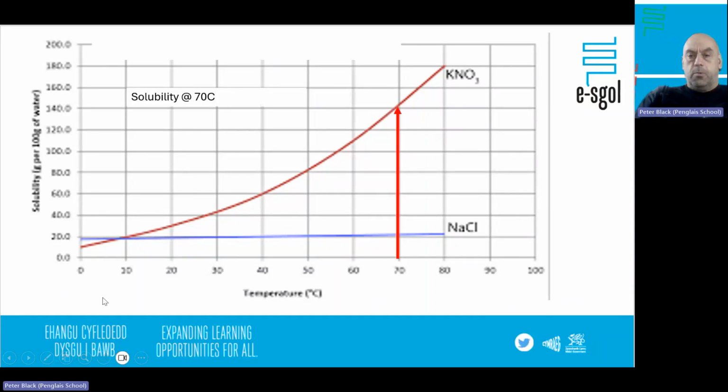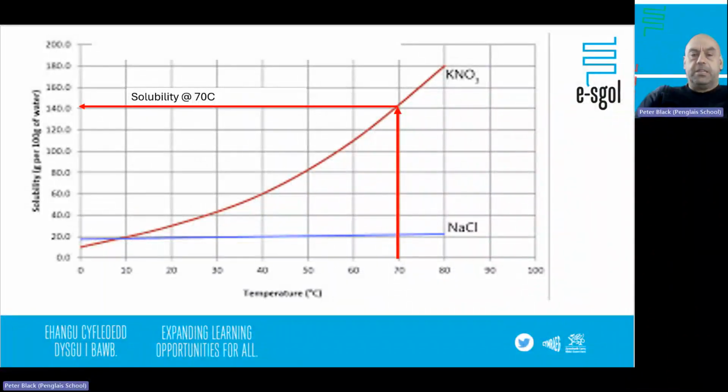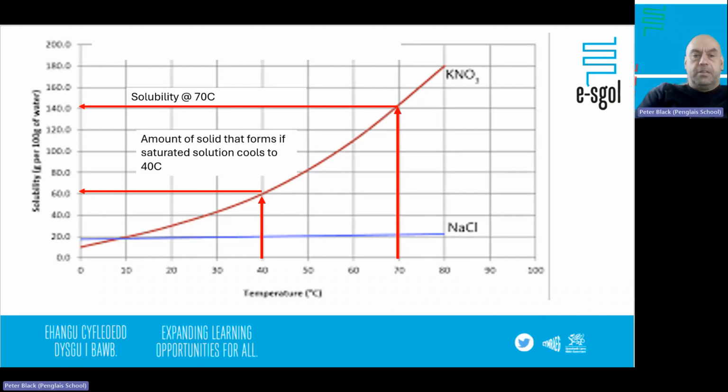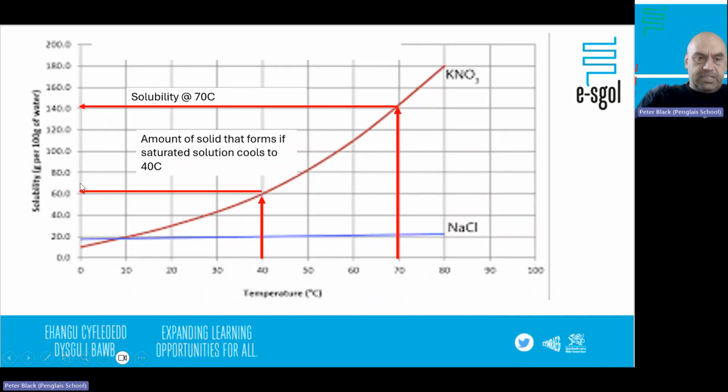Right, so we said that was 140 grams per 100 grams. And now we want to see what the solubility is at a lower temperature of 40 degrees C. So at 40 degrees C, it can't dissolve 140 grams. It can only dissolve about 60 grams. So I'm going to say 60 grams.